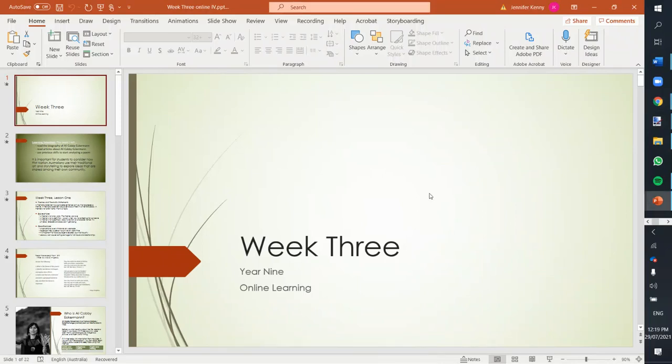Good morning, Year 9, and this is Week 3, Lesson 1. I'm just going to read through the slides. If you're working on paper, then it's the same information, it just may be slightly differently laid out.